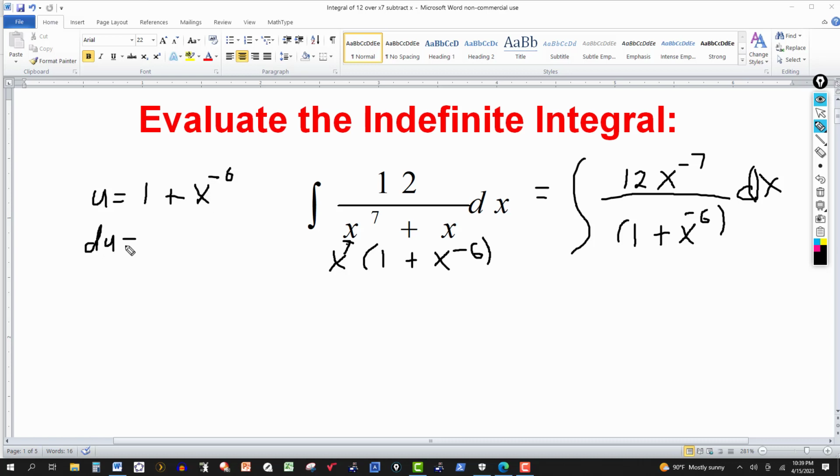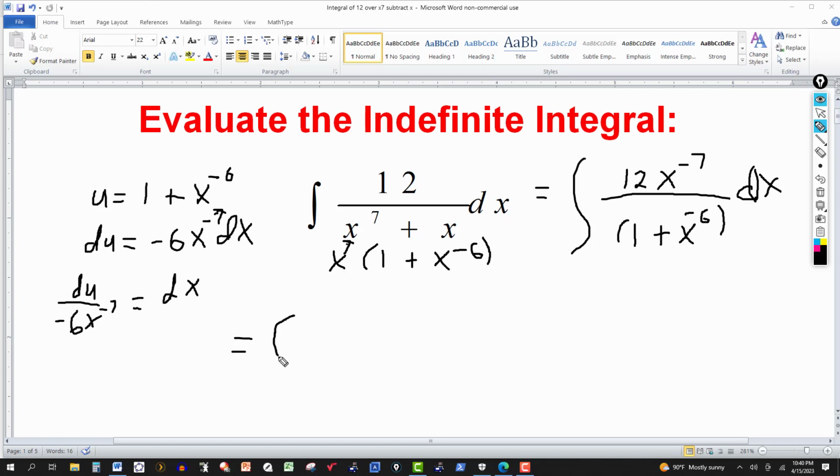Then du will equal, derivative of 1 is 0, and the derivative of x to the negative 6, again power rule here: negative 6 times the coefficient gives me a negative 6, subtract 1 from the exponent, negative 6 minus 1 gives me a negative 7, and then this would be dx. So solving for dx, I get dx is equal to du over negative 6 x to the negative 7.